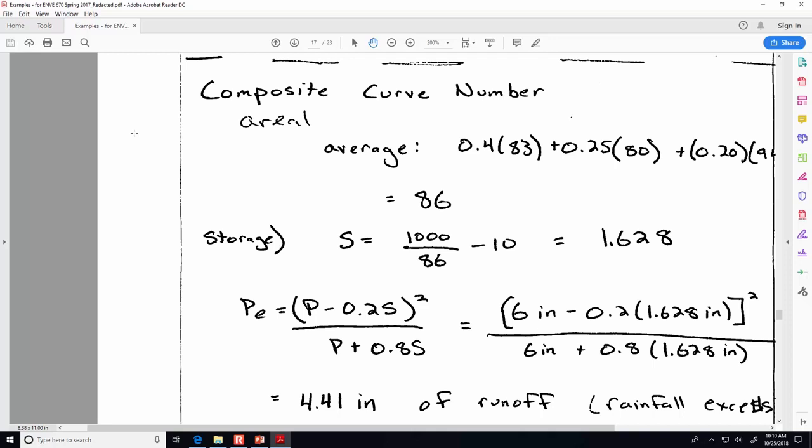Okay, so the weighted average curve number for this watershed should be 86, when we multiply the percent of the area that has each one of those curve numbers. So 86 is the weighted average, and then the average storage capacity inside the watershed is 1.628 inches. If we have a 6-inch storm, then of the 6 inches, 4.41 is going to be rainfall excess. And that's quite a large storm.